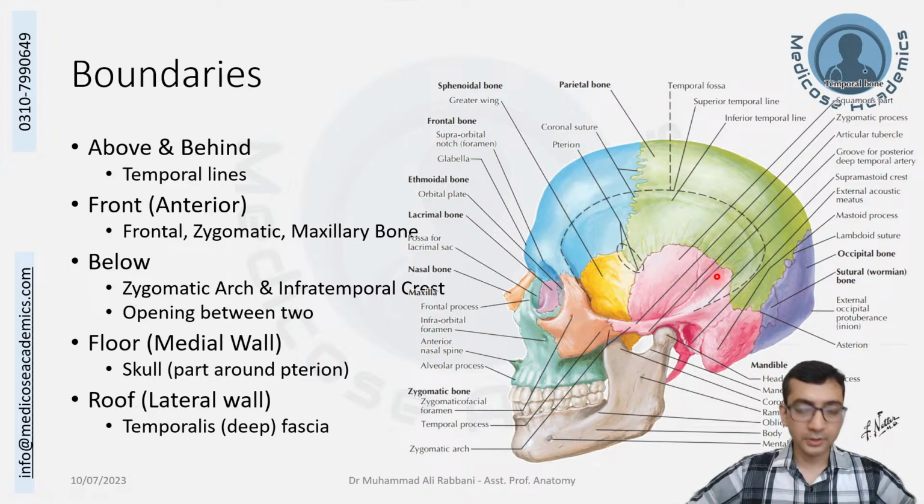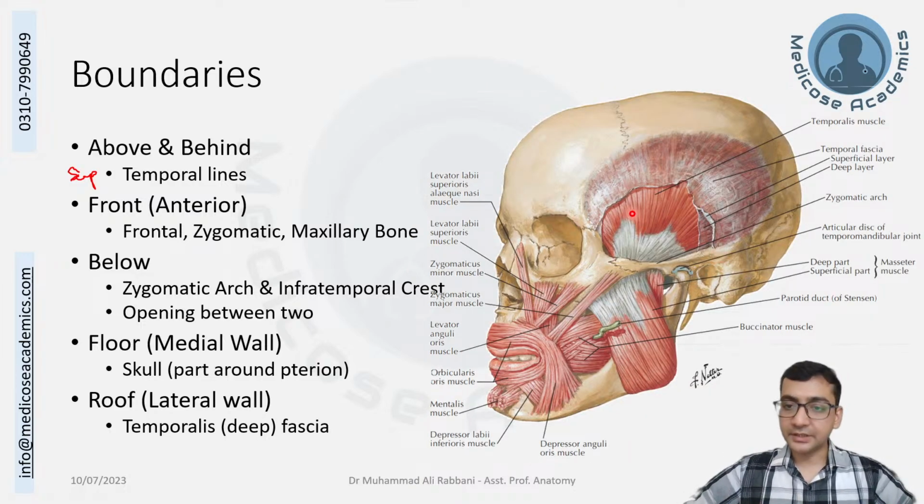This is about the floor, and the roof will be this fascia, the temporalis fascia, the deep fascia. So we have done anterior, posterior, superior, medial, and lateral, and we are left with below. We are left with the structure below.